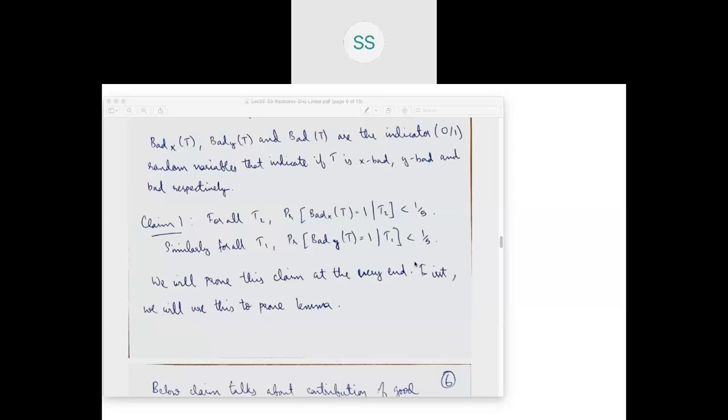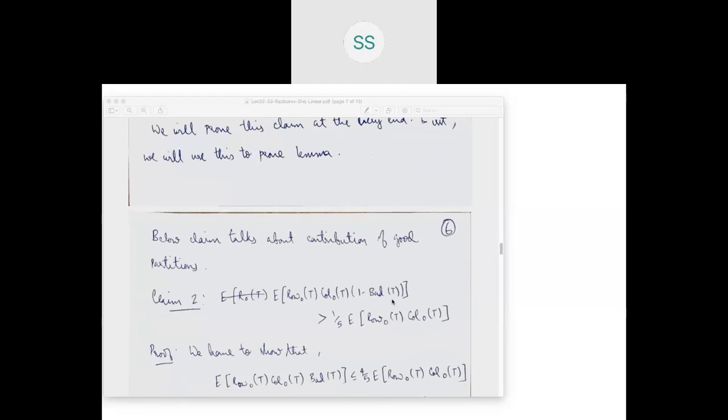So this takes up a big chunk of the space. So we'll prove this claim at the very end. First we will prove claim 2. We'll state and prove claim 2, claim 3, and then the lemma. And the proof of claim 1 will be in the next lecture.